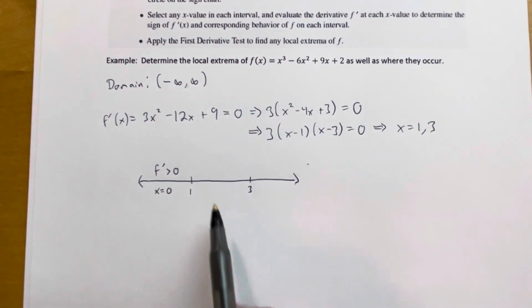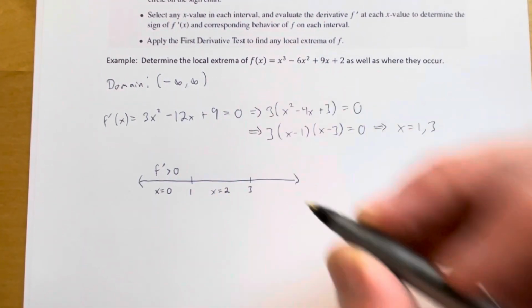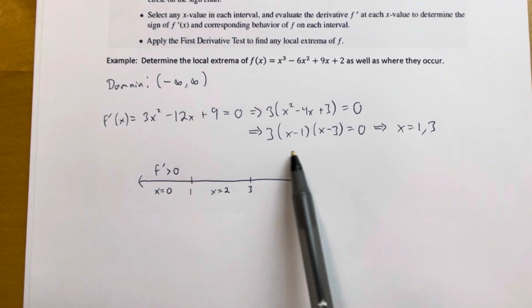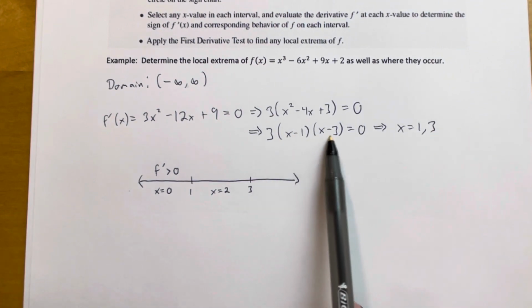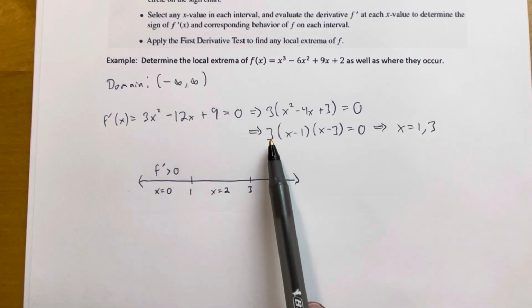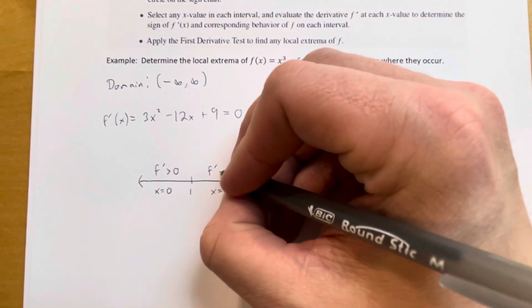Okay? Now, if I pick a number between 1 and 3, like 2, I use that as a test point. Plug it in. 2 minus 1 is positive 1. 2 minus 3 is negative 1. So I have positive times negative, which is negative. F prime would be negative.